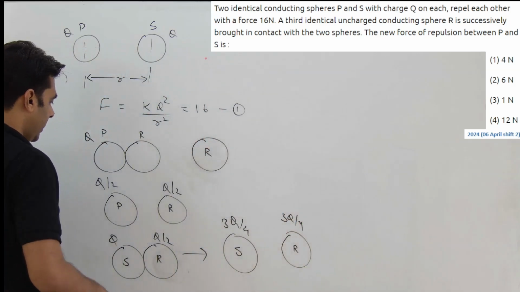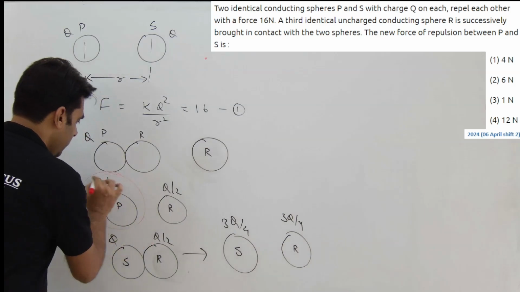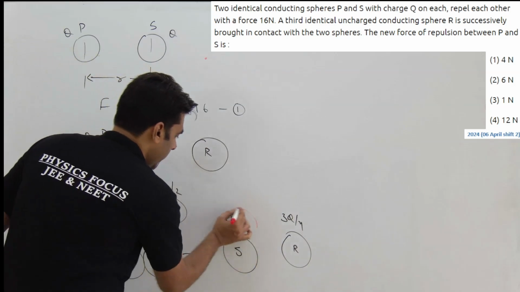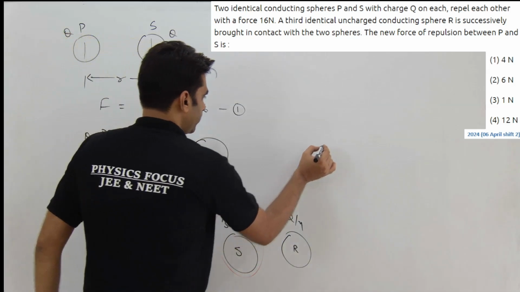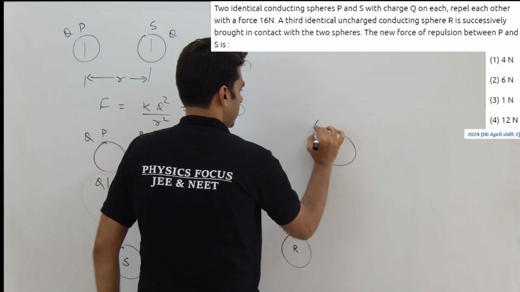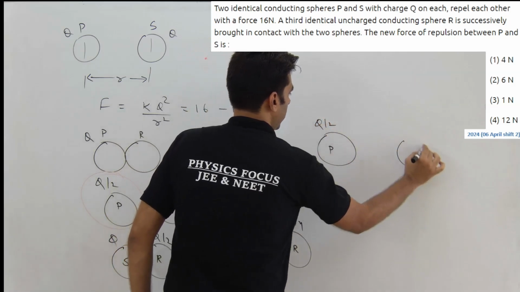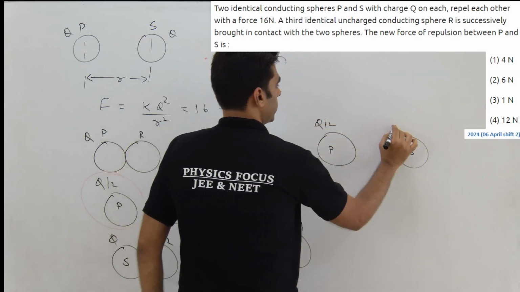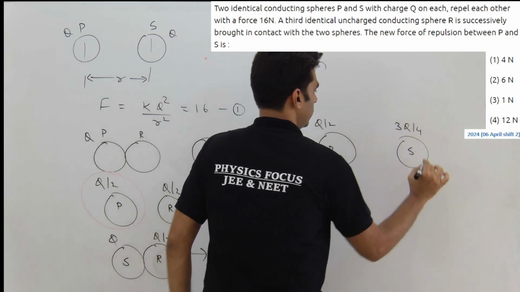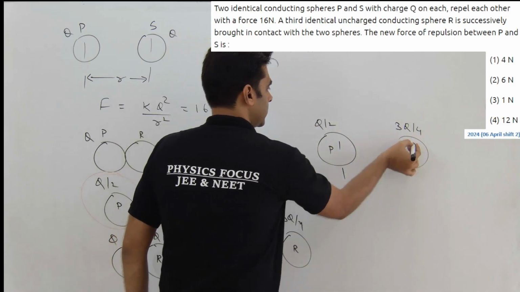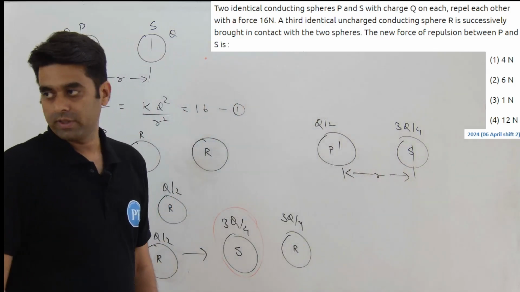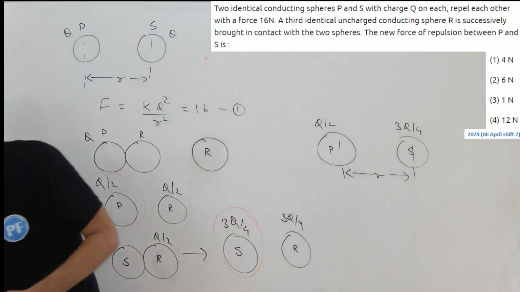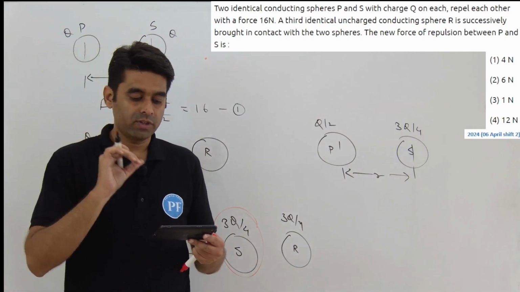Ultimately, what are we having? On P, the charge is q by 2. On S, the charge is 3q by 4. Again, they are asking how much the force becomes. What is the change in the force? That is, the new force of repulsion between P and S.